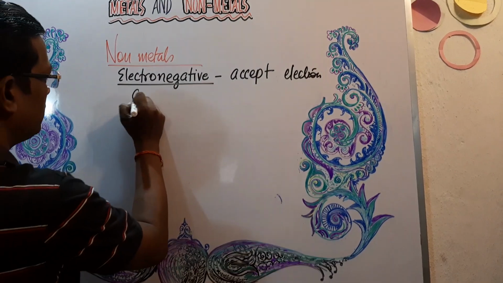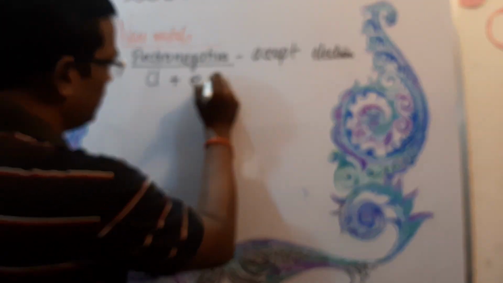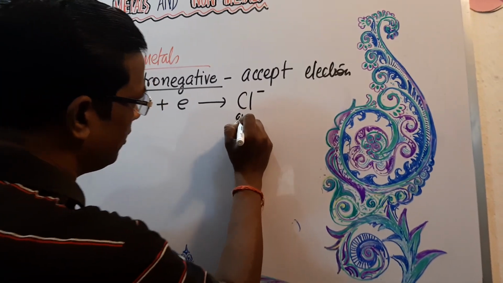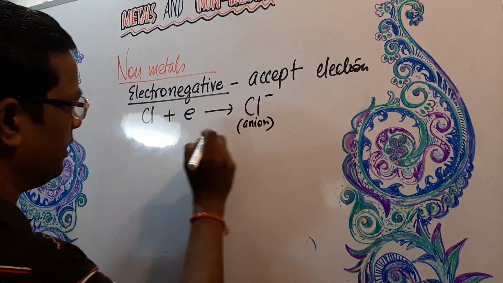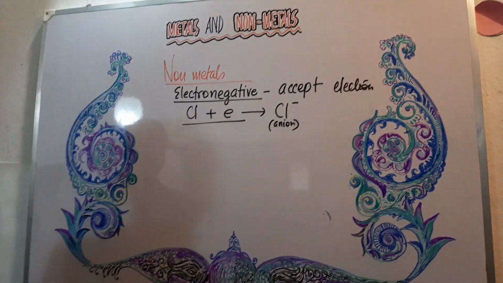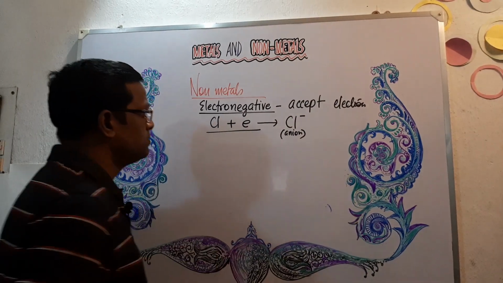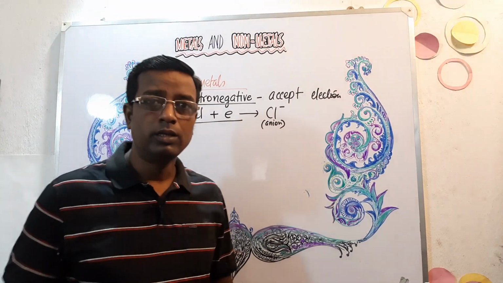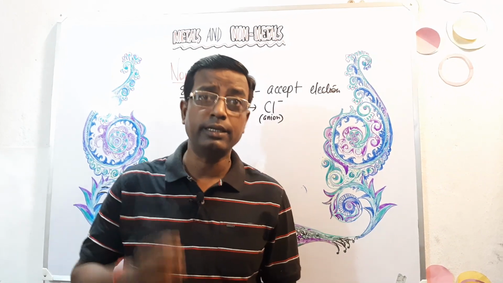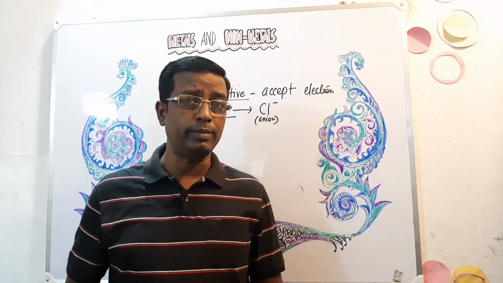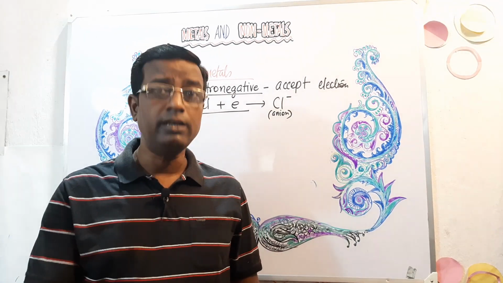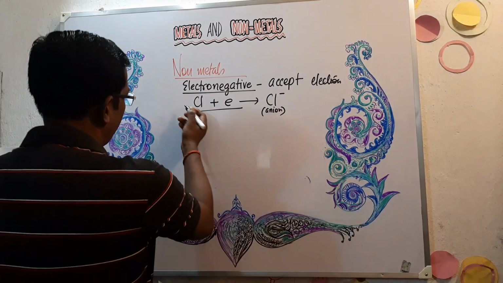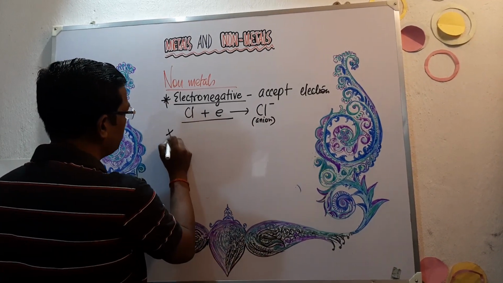For example, chlorine accepts 1 electron and gets converted to chloride ion. This is an anion, the chloride anion. Now, non-metals gain electrons to complete their octet, to become stable, to achieve the nearest inert gas electronic configuration. In short, you should remember they are electronegative in nature as they have a tendency to gain electrons. This is the first important property.